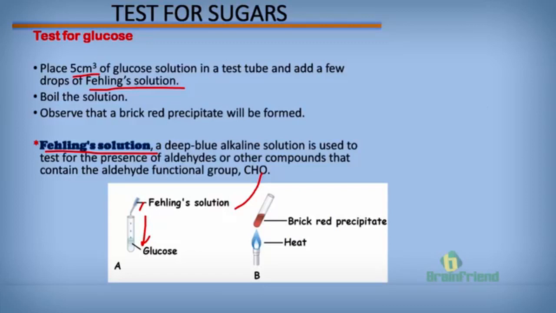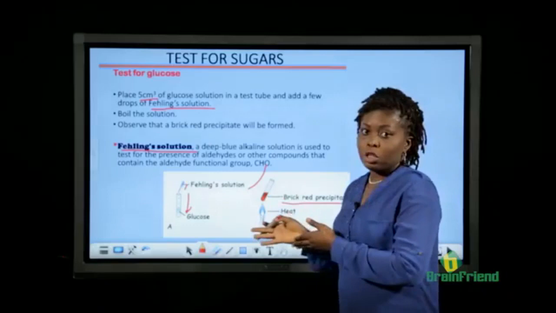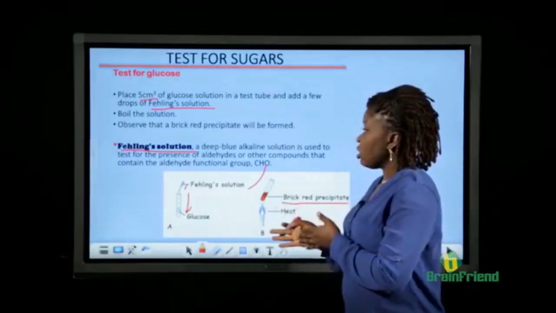You can use a Bunsen burner, especially if you're carrying out such a test in the laboratory. You can use a Bunsen burner as a source of heat. Now, when you heat that solution, a brick red precipitate is going to be formed. So when you observe a thing like that, you know that for sure you're testing for glucose.